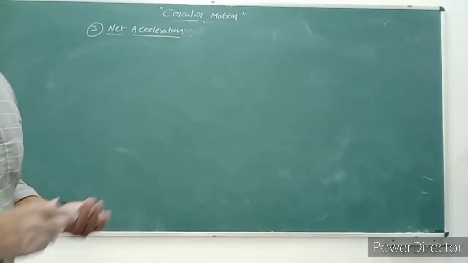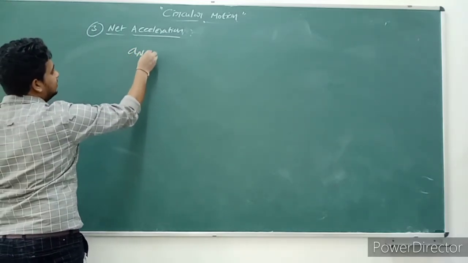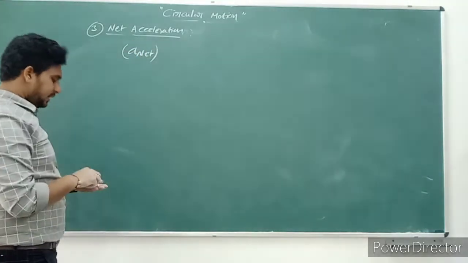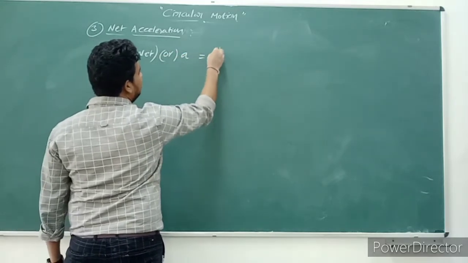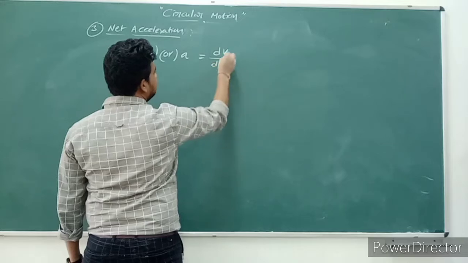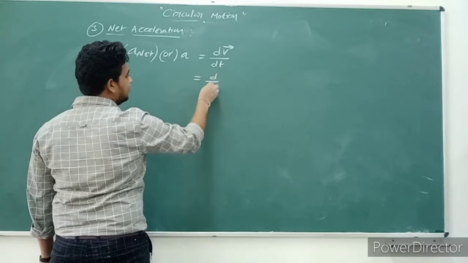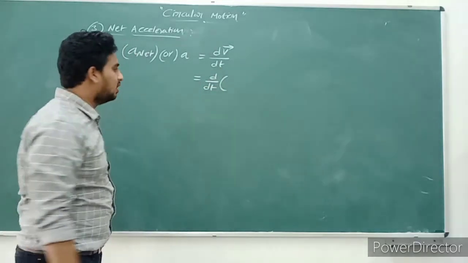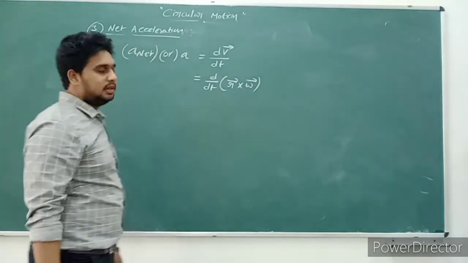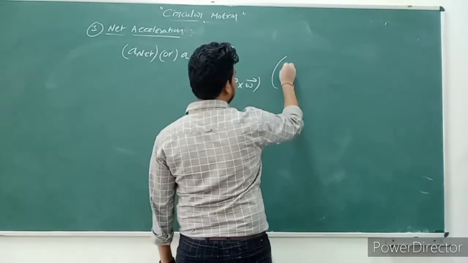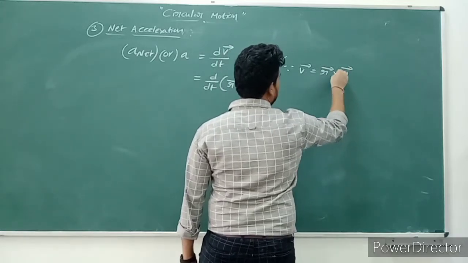Right. Net acceleration. So already we know net acceleration is indicated with A net. A net is equal to dV bar by dt. So already we know dR bar by dt is equal to V bar. V bar means R bar cross omega bar. So V bar is equal to R bar cross omega bar.